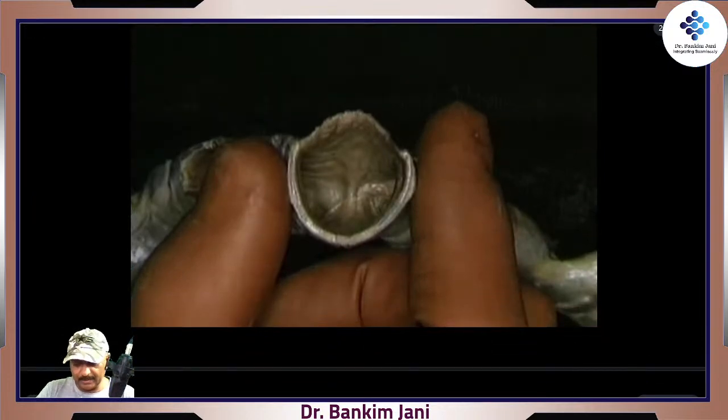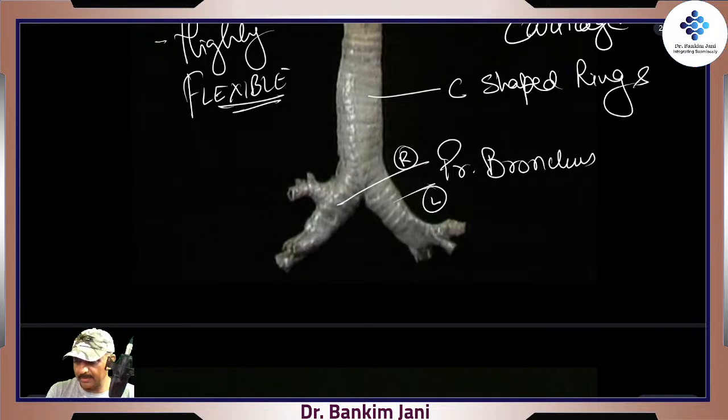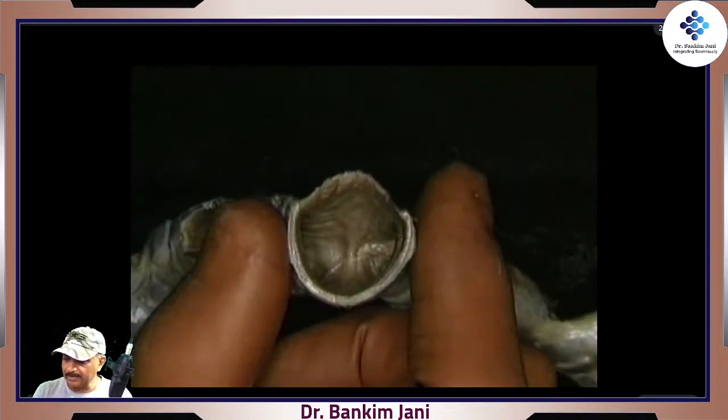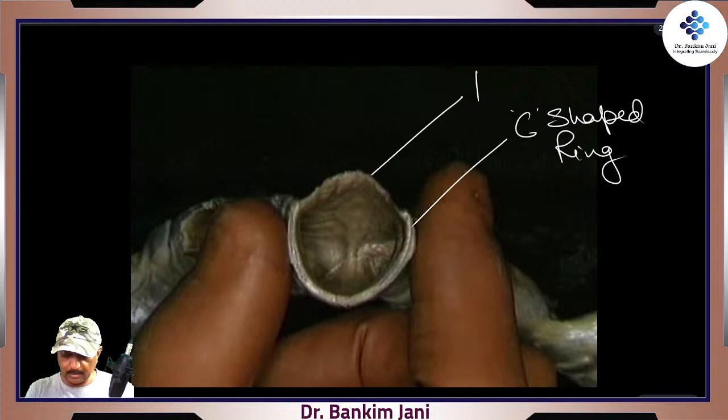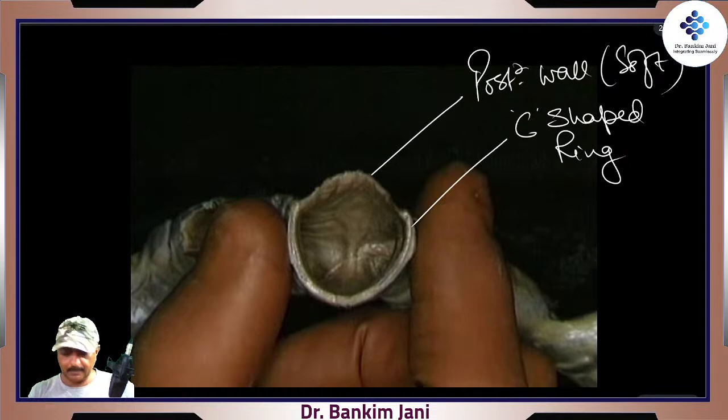Now what we did is, at this junction, we just slice the trachea and then we are watching it. So this is what you are watching. And see how nicely it is in one, that C-shaped ring. Right, C-shaped ring. That's the posterior wall. So this is the posterior wall and this wall is soft. What I want you to see is, see, this is right side, this is the left side. Theek hai? Right side and left side.